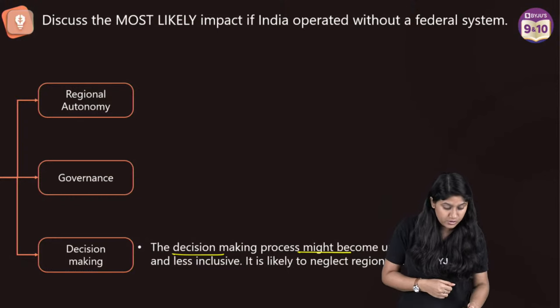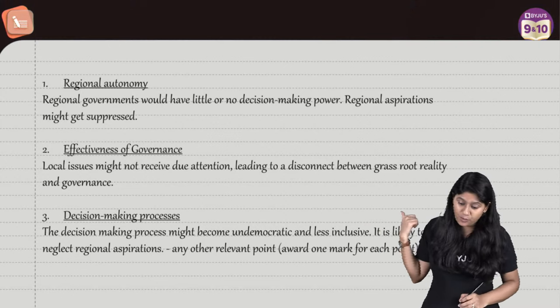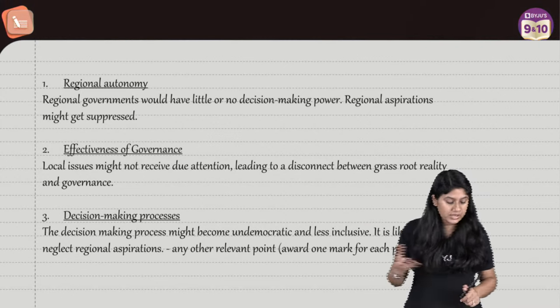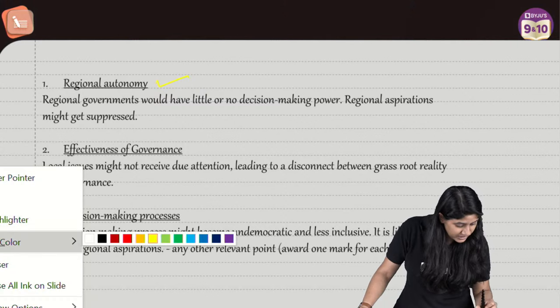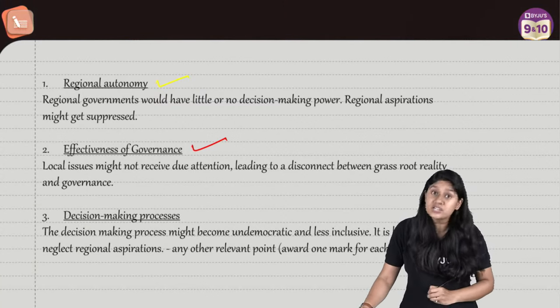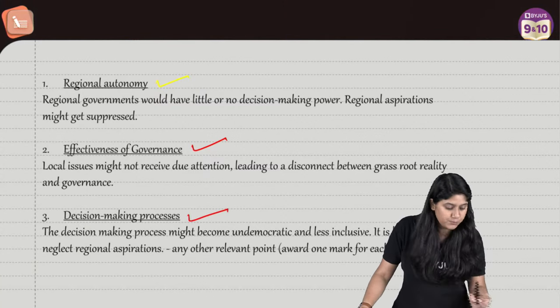Very good, everyone. So take a screenshot of this. This is how we can write the answer in the examination, right? We have regional autonomy, then we have the effectiveness of the governance, and we have the decision-making process.